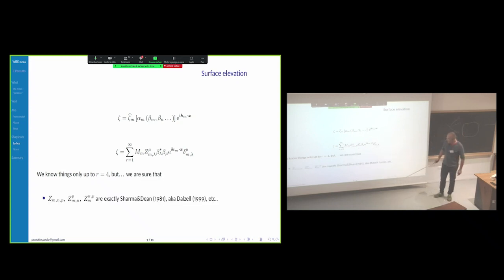And by the way, the second order coefficients are exactly Schwartz and Dalzell, and the long bound modes are the ones given by Longuet-Higgins, etc., etc. So everything is in place.